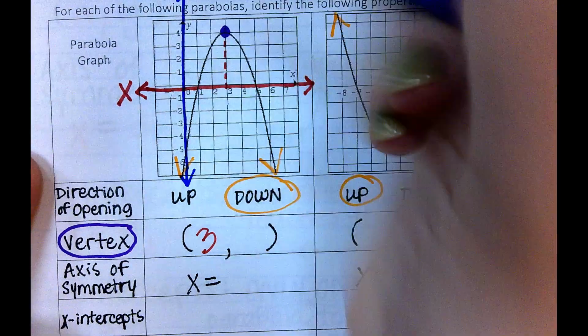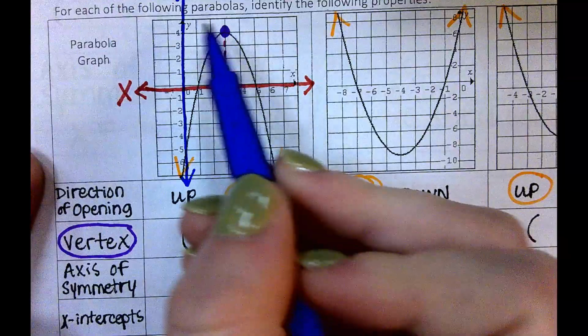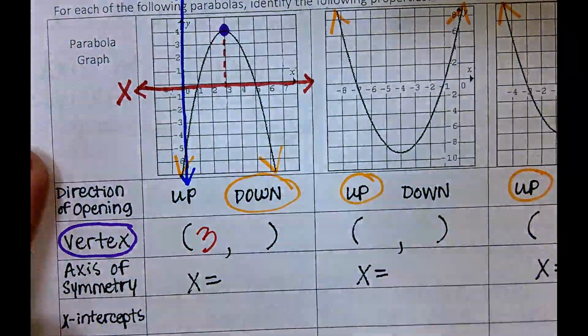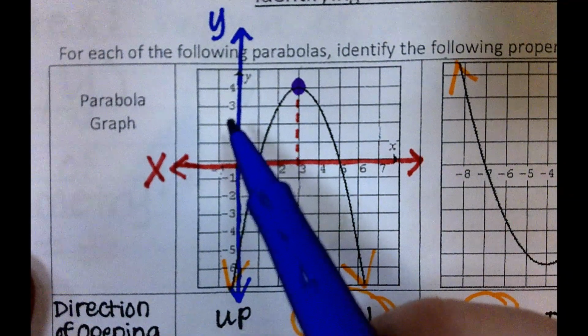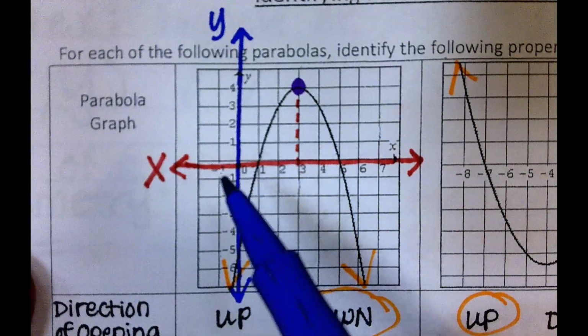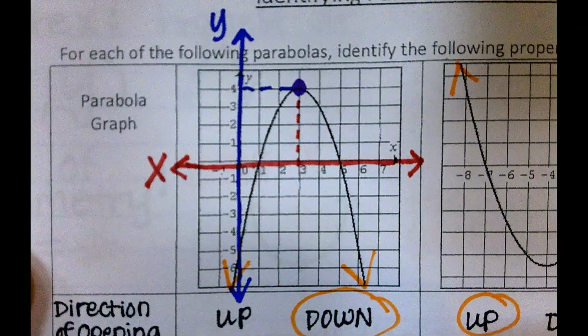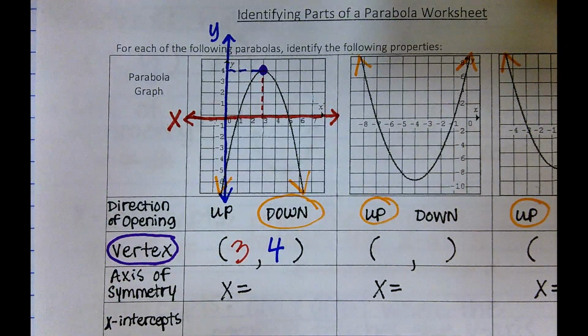Now the y-axis is here. Where does it line up with the y-axis? Right here. What is this number? It's kind of hard to read. It's a 4 because it's right above 1, 2, 3, 4. It does look like a 1, doesn't it? That's kind of weird. It's 4. 3, 4. So that is my vertex.